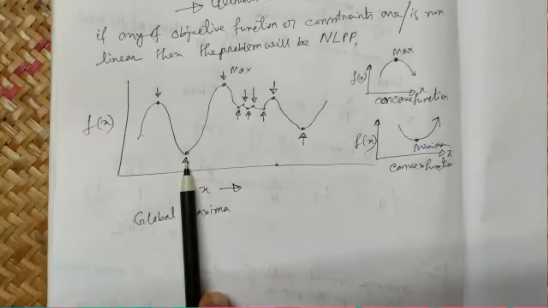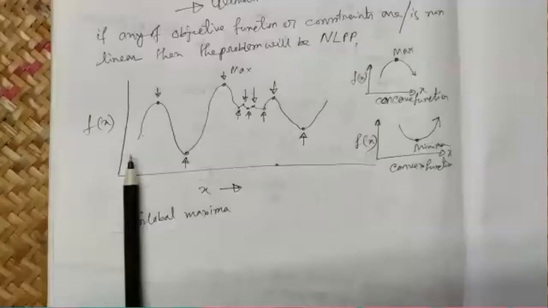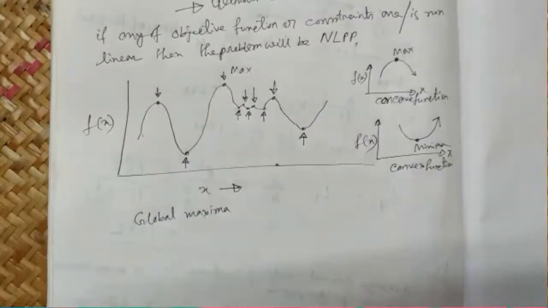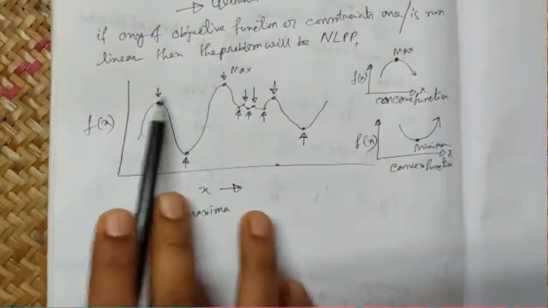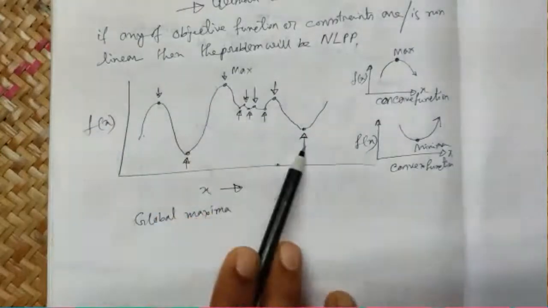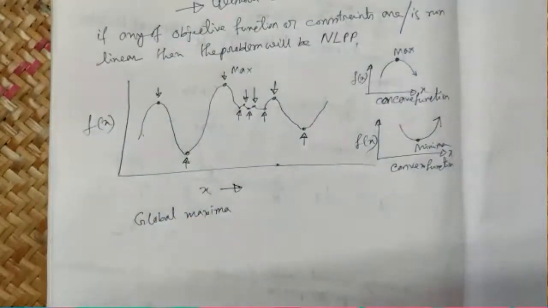So this is why this point is called global minima. So this is global minima, this is global maxima, and all these points are local maxima. These points are called local minimas. So are these global maxima, global minima, local maxima, and local minima clear?